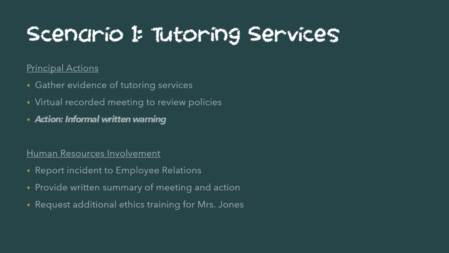The way in which I would involve human resources, I would alert the director of employee relations to make sure that the incident is being reported because, as we will discuss throughout the course of this presentation, the importance of reporting instances of ethics violations is paramount. So making sure that employee relations is informed is the first thing that I would do to involve human resources. The next thing I would do is make sure they are provided with the written summary of the meeting and the action that was given to ensure that if there's an oversight from a standpoint of maybe the action needs to have a little bit more weight, then it could provide a little bit of credence to that.